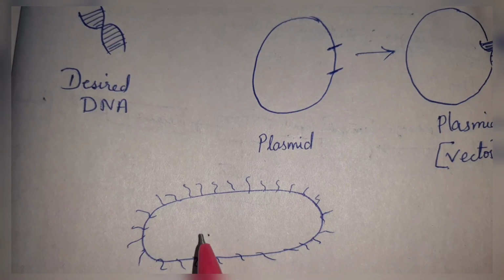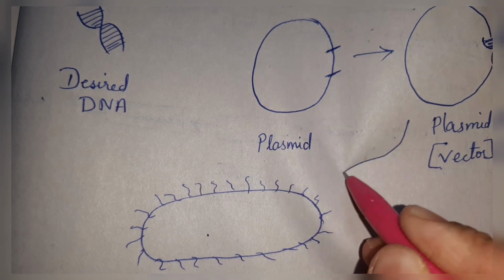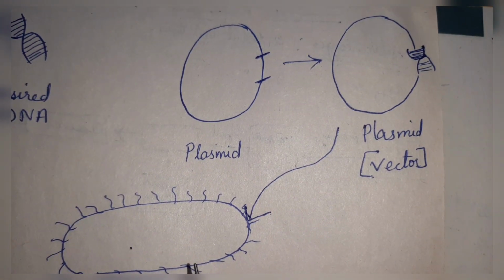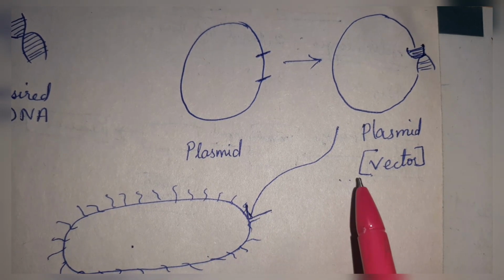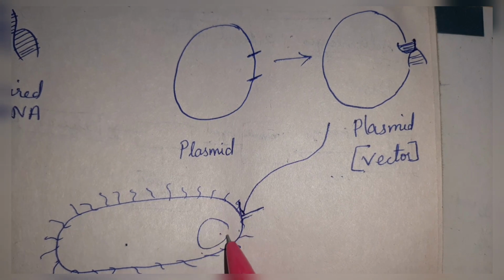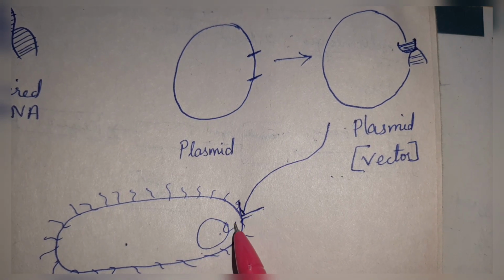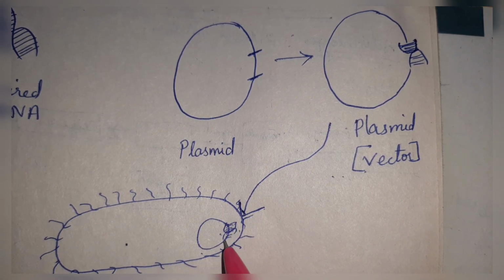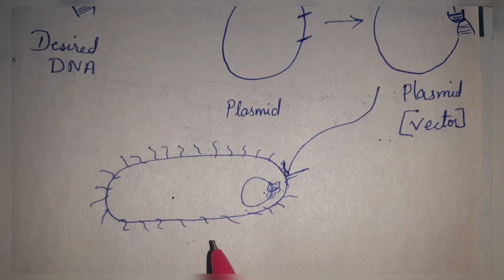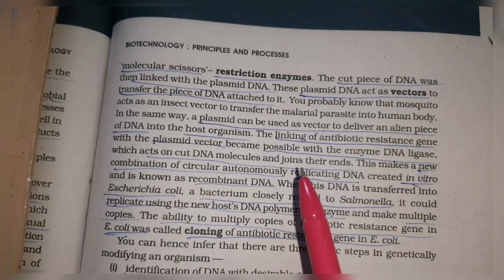If this is a bacterial cell, this plasmid will be injected into the bacterial cell. This is acting as a vector, and when this plasmid is introduced inside, this DNA will start replicating, and that's why this bacteria will become transformed. So this was the explanation.